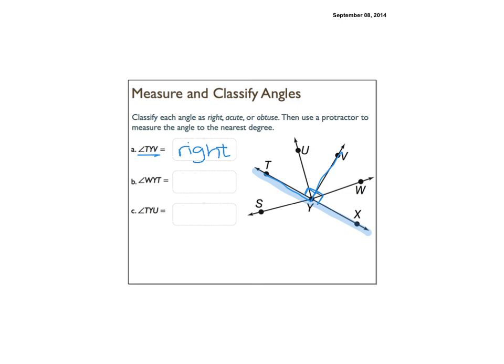All right, my next angle here, angle W to Y to T. All right, well, if this part is 90 degrees, I see that this is greater than that, so that means I'm going to have an obtuse angle. All right, and lastly, we have angle TYU, and I see that is smaller than my 90-degree angle, so that's acute.